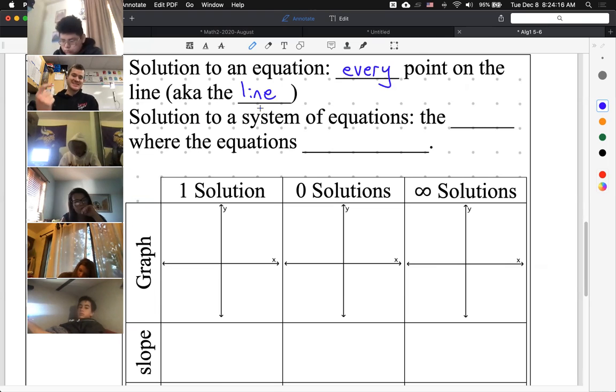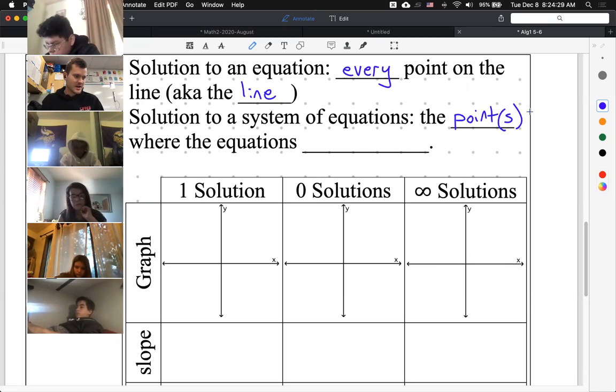So now that we've turned it into a system of equations, not just one equation, it's multiple equations, it's the points, and maybe it's just one point, so I'll put points in parentheses, where the equations intersect. This is all review from 5-1. You've seen this before. But this is kind of the cooler way of looking at this.